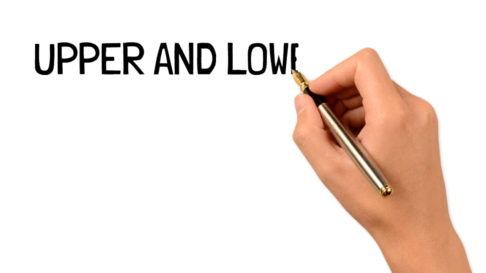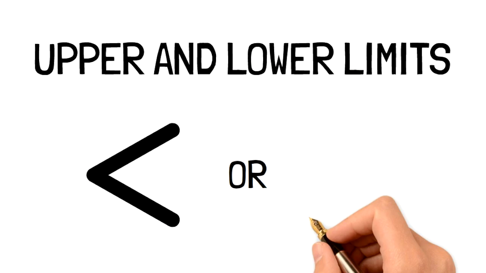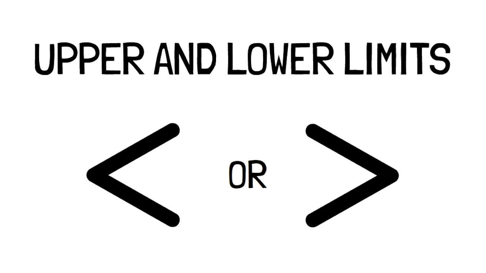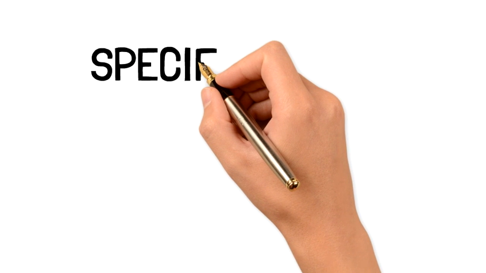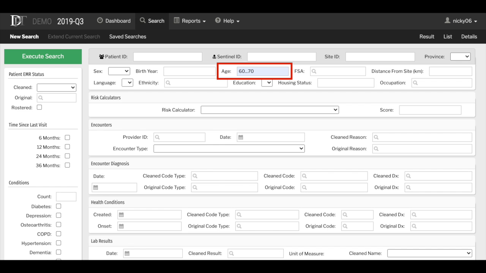When creating searches, we can use less than or greater than symbols to specify upper or lower limits to our values. On the other hand, specific ranges can be specified with 3 dots. For example, 60 to 70 will search for patients in the range of 60 to 70 years old.